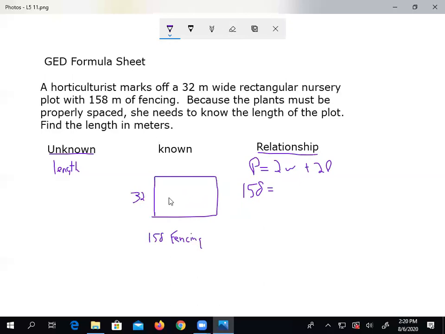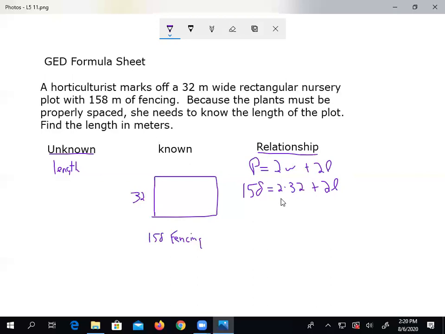The width was 32, so that's going to be 2 times 32, plus then twice the length. The length is going to be the unknown. So this looks pretty good. All we have is an equation to solve to find the unknown.